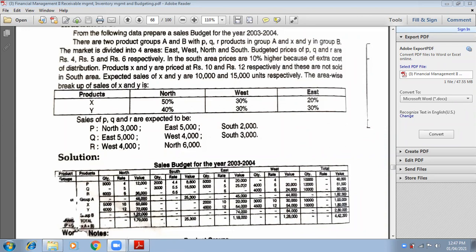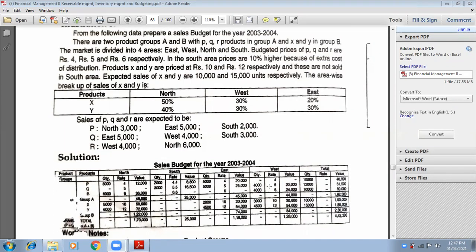And 5,000 into 5 will become the value. Tell me the value. 25,000. Very good. Now next comes west. West 4,000. So go to the west column of Q. Write down 4,000 into 5.